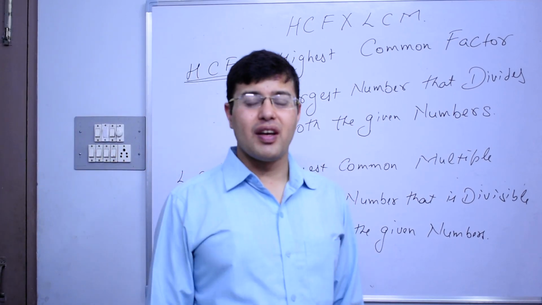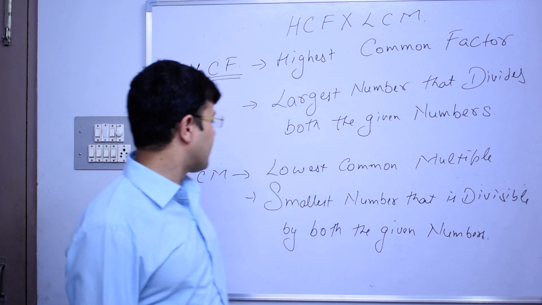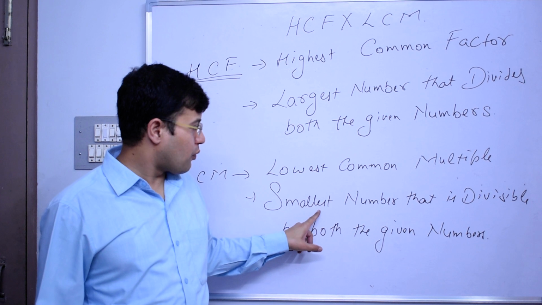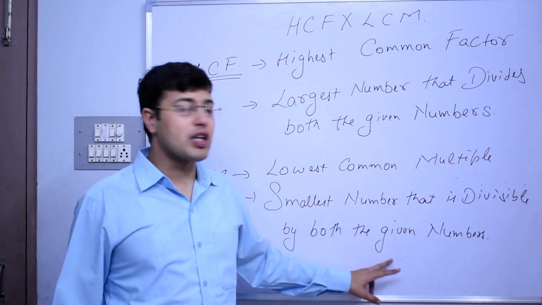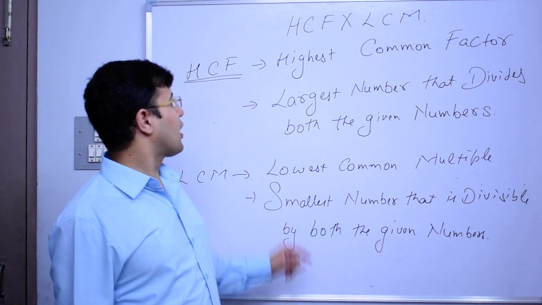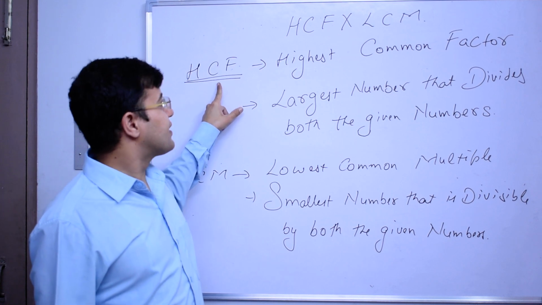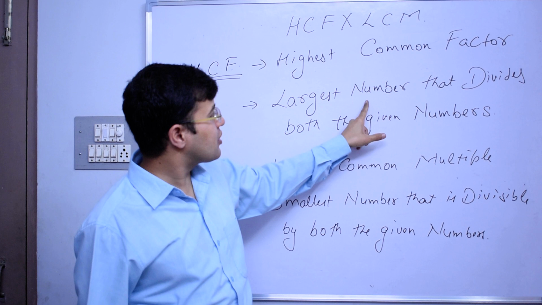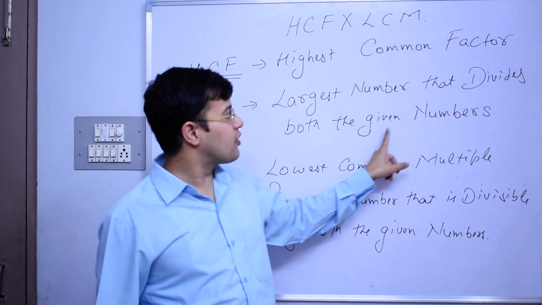Welcome dear students. In the last video we discussed LCM, the lowest common multiple, the smallest number that is divisible by both the given numbers. In today's lecture we are going to discuss HCF. HCF is the highest common factor, that is the largest number that divides both the given numbers.